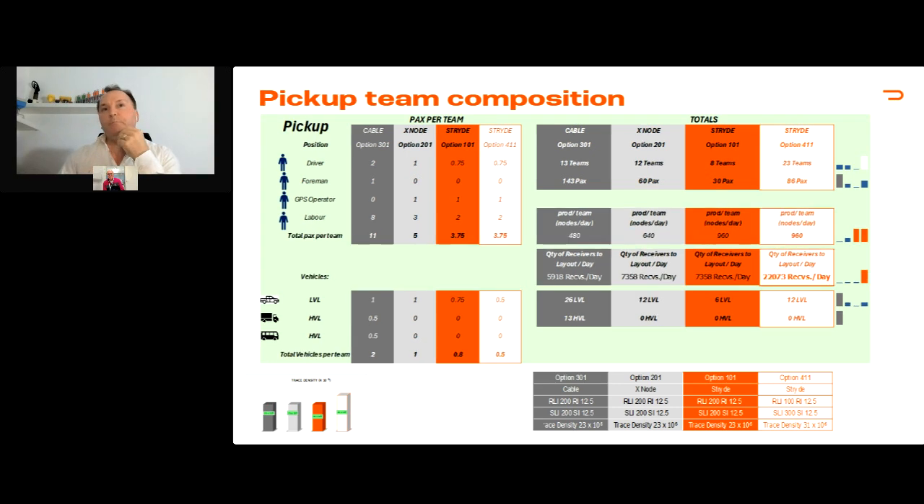The same for pickup, exactly the same logic. You have a huge decrease in the quantity of personnel when you go from cable string to node string, and when you go to stride node only, even with double density. Very important to indicate that whenever you go stride node, you remove totally the heavy vehicle that you consider when you do a cable and string seismic program.